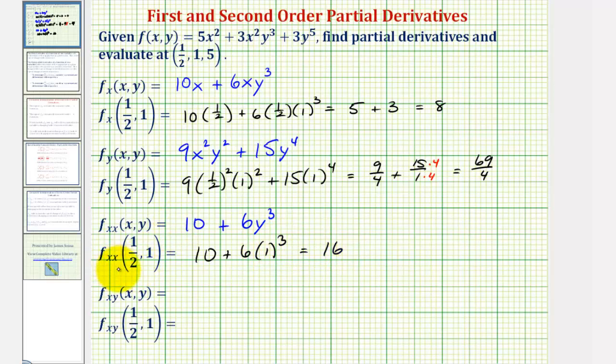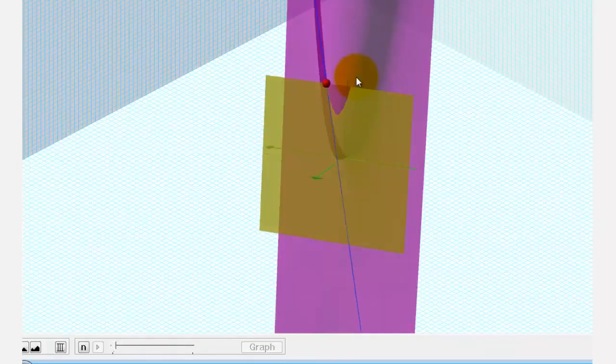So we would have 10 plus 6 times 1^3, which equals 16. So notice how the second order partial with respect to x is positive, or greater than 0, meaning from this point, if we move in the x direction, the function is concave up. And let's go ahead and verify that. Notice from this view, where the yellow plane is parallel to the x-axis, we can see that the surface is concave up in the x direction.